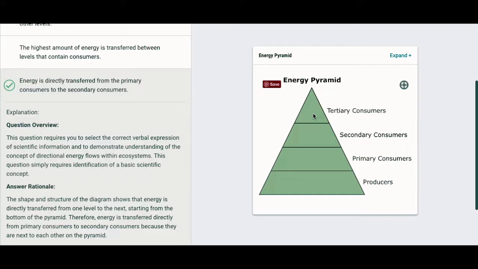Trophic levels are just the different levels here. That's another word for them. But basically, metabolic heat is always released when one animal feeds on another animal, and we see here that energy is being lost as we go up the pyramid, and the plants are the producers.